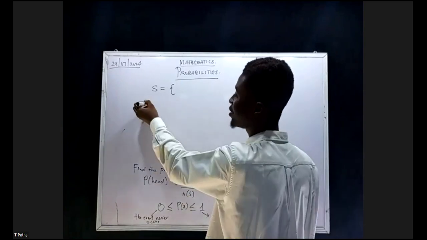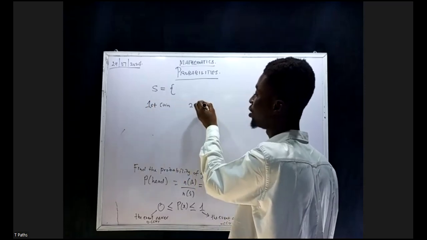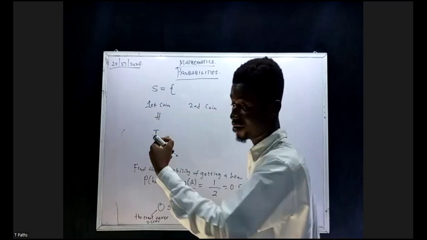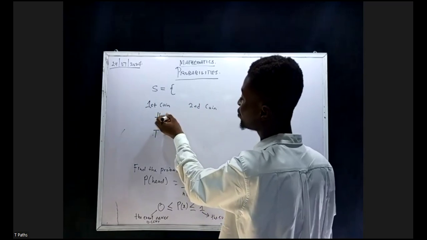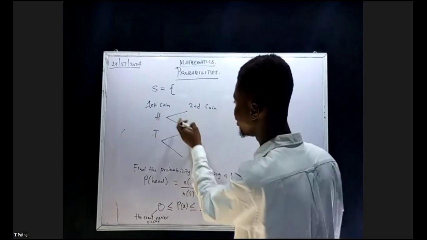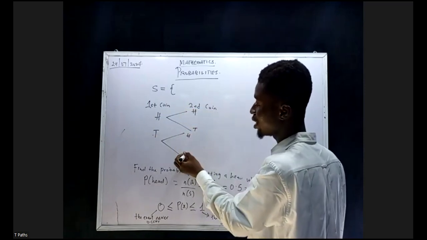Now, let's assume this is my first coin, and this is my second coin. If I toss my first coin, I have probability of getting what? Head and tail, right? Now, for the second coin, this is where the tree diagram comes in. I do something like this. If I toss this second coin, I have probability of getting head and tail.